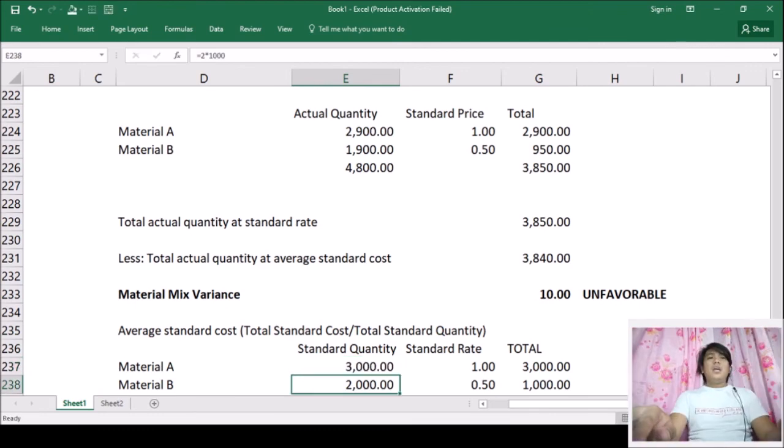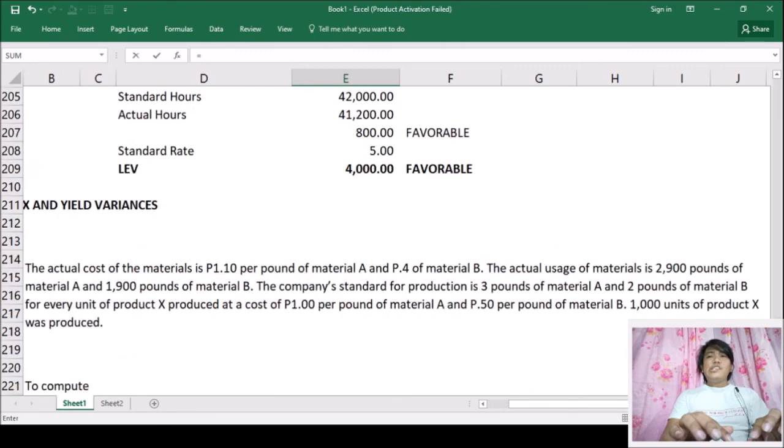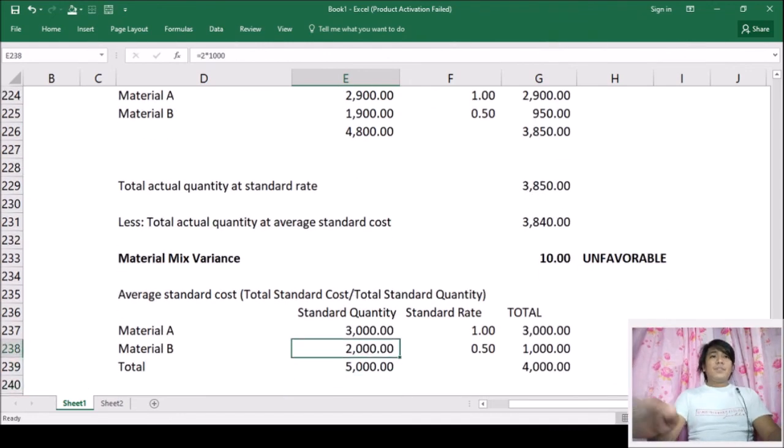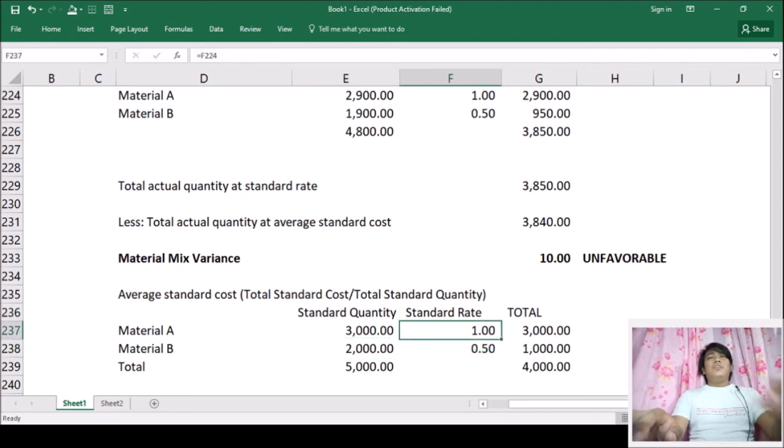Itong si material B, paano rin naman na-compute? Take note, ilan po yung standard pounds for each product produced? 2. So that is 2 multiplied by 1,000, that is 2,000. So that's the standard quantity for material B. The standard rate, alam na po natin yan, that is 1 peso and 0.5.